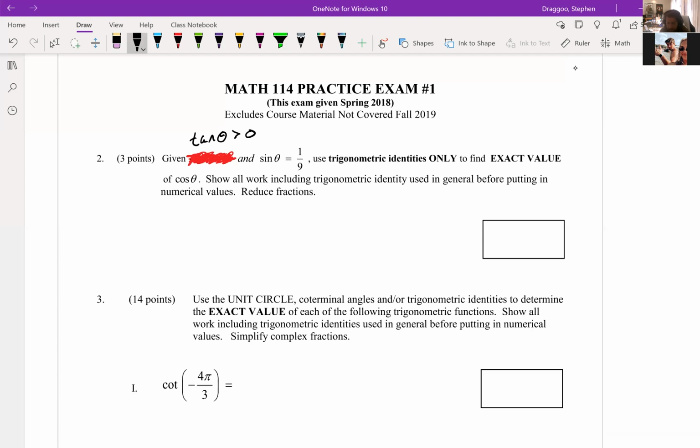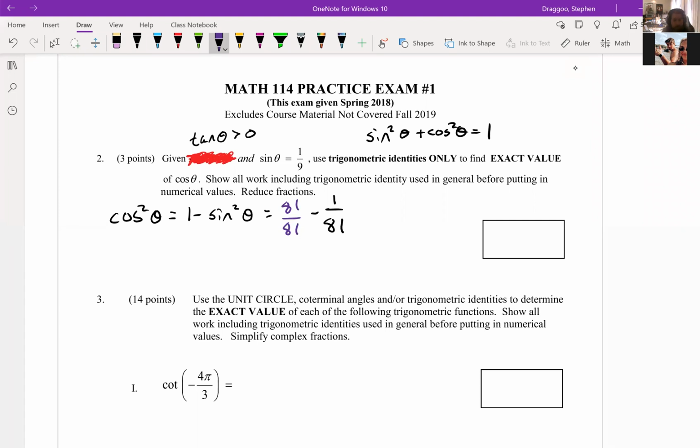So use only trigonometric identities to find the exact value of cosine theta. If I want to relate sine and cosine together, I have that Pythagorean identity. It says that sine squared plus cosine squared is equal to 1. So we're going to use that here. Sine squared plus cosine squared equals 1, meaning that cosine squared of theta is equal to 1 minus sine squared of theta, which is going to be 1 minus 1 over 81. And I'm going to change that 1 to be 81 over 81, just so that I have a common denominator, meaning that I get 80 over 81. So cosine theta should be the square root of that.